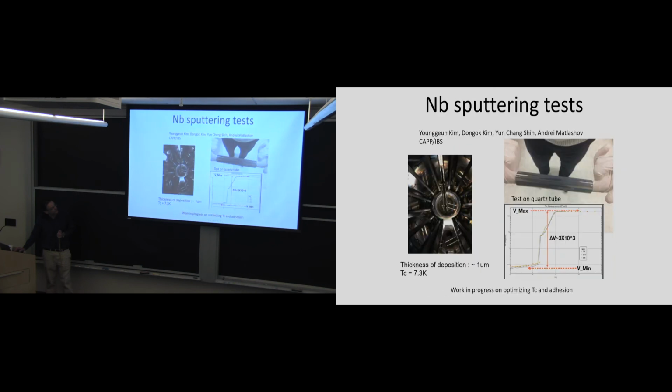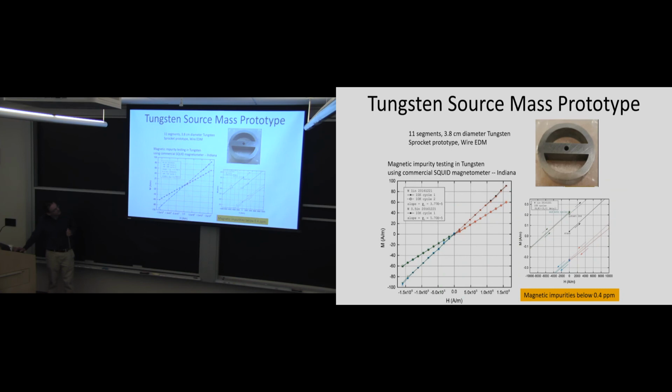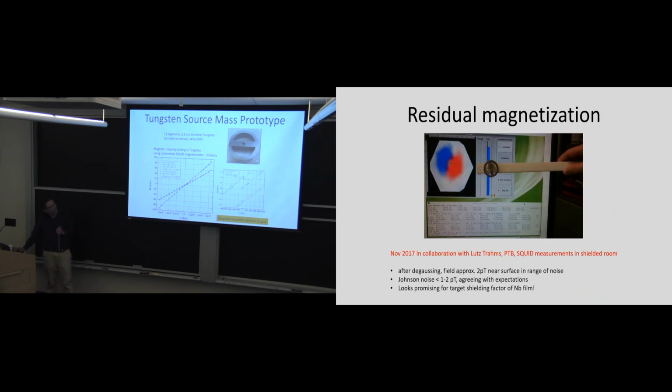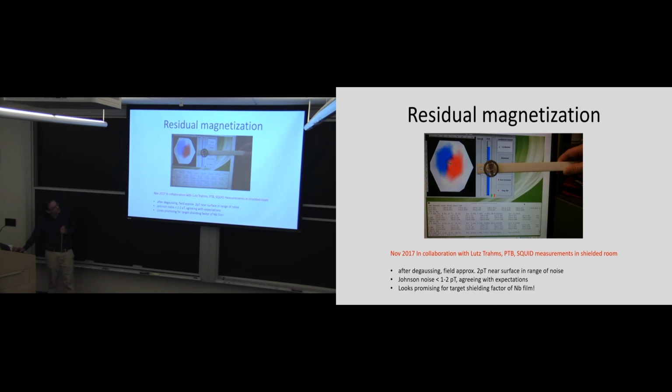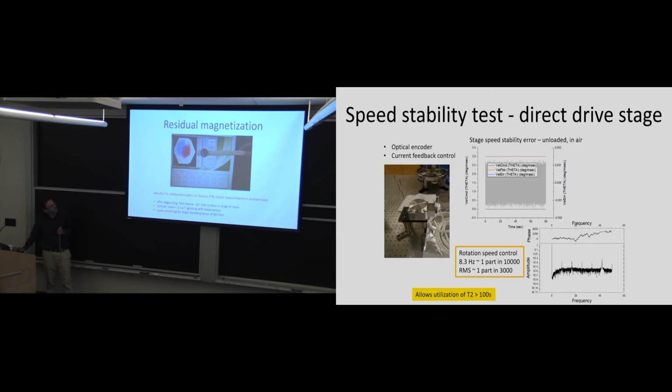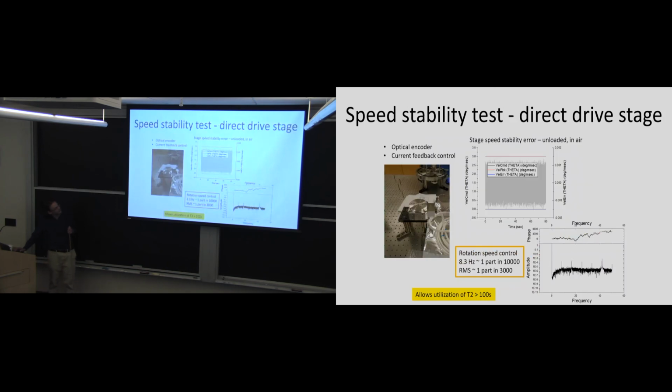So we've started building and testing the superconducting shielding and made a prototype of our source mass. We've been happy with the level of residual magnetization that we've measured, and we think it's going to be adequate for the experiment. We've tested our rotation mechanism in the experiment, which also looks quite quiet.